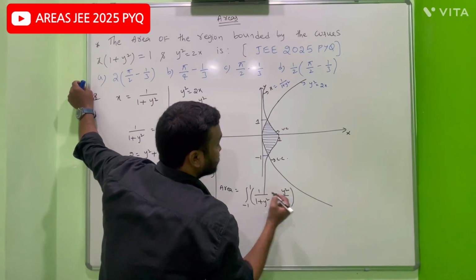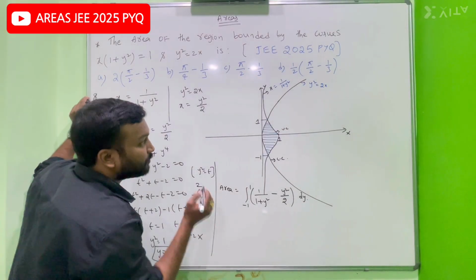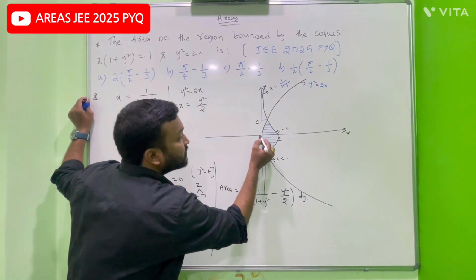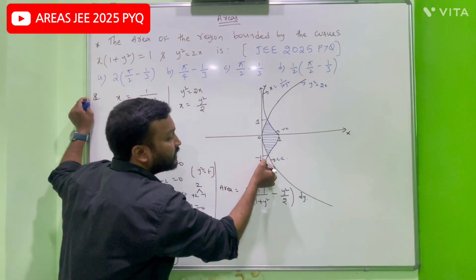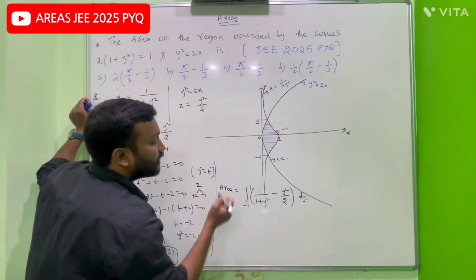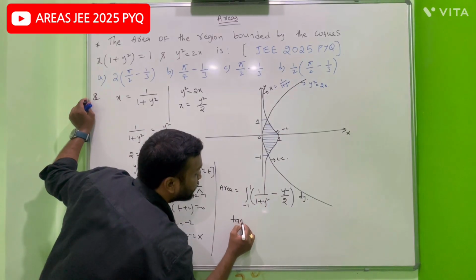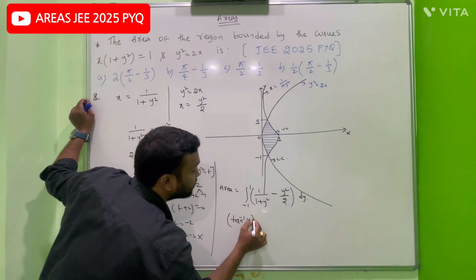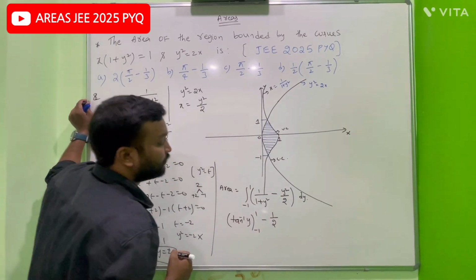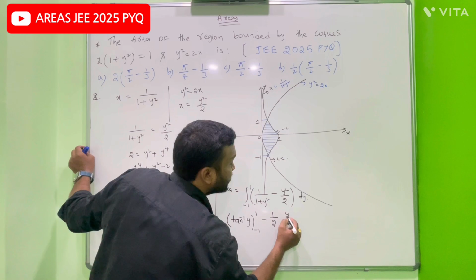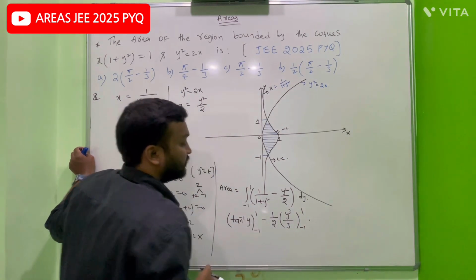So we take it with respect to dy, upper curve minus lower curve. We could also solve from 0 to 1, but I have taken y only, with the lower limit and upper limit. Integration of 1/(1 + y²), what is the formula? tan⁻¹(y), minus 1/2 into y³/3, from -1 to +1.